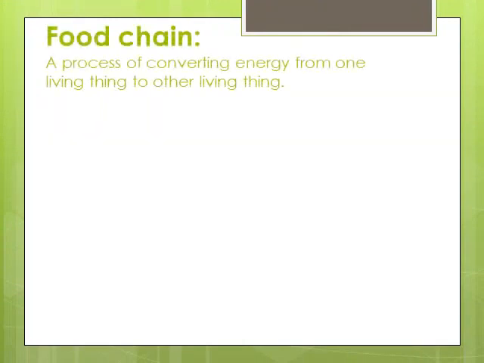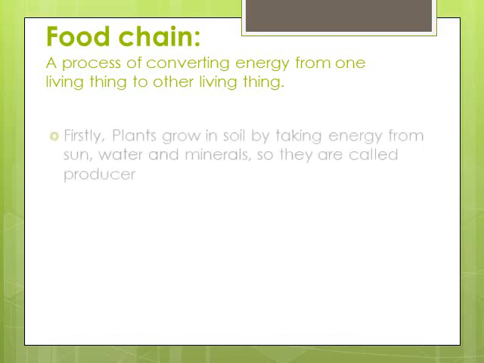As I told you before, plants use sunlight to make their food. Also, other living things like animals and human beings use plants to make their food or to get energy from plants. So here is the process of converting energy from one living thing to another living thing. And this process is called the food chain.